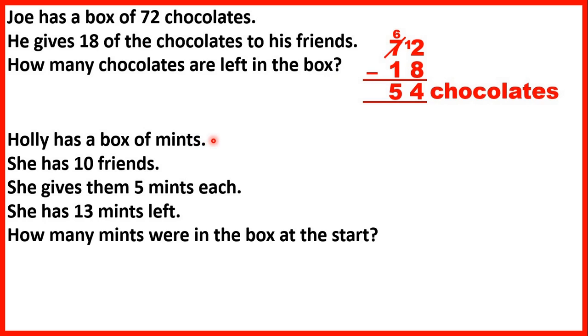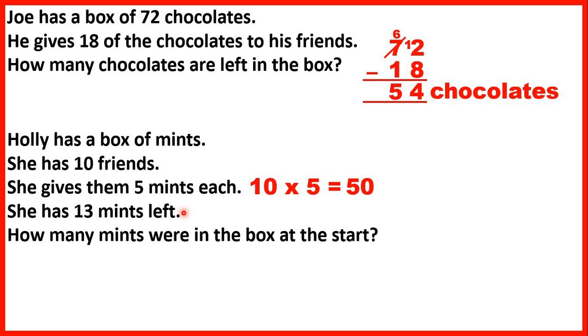Now Holly has a box of mints. She has 10 friends. She gives them 5 mints each. She has 13 mints left. How many mints were in the box at the start? So she has 10 friends and she's given each of them 5 mints. So 10 times 5 is 50. So that means that she's given away 50 mints to her friends. And she has 13 mints left.